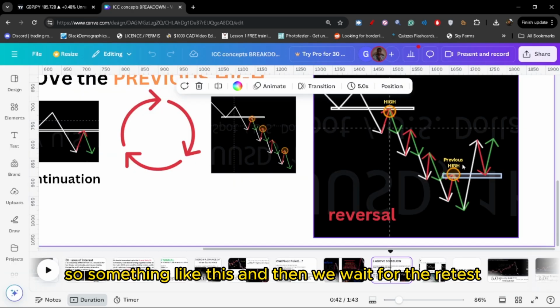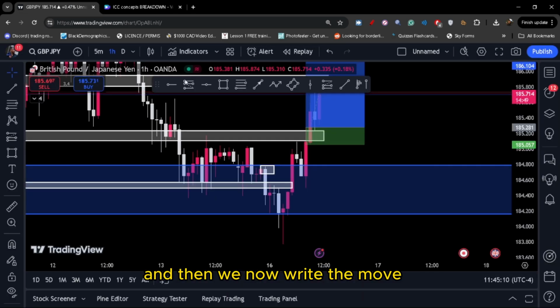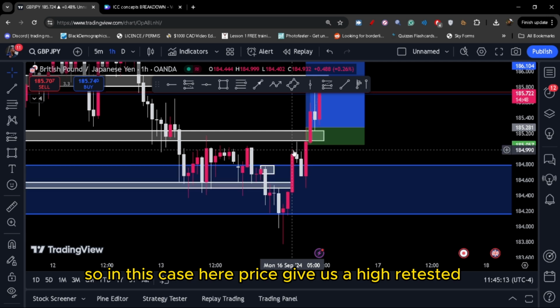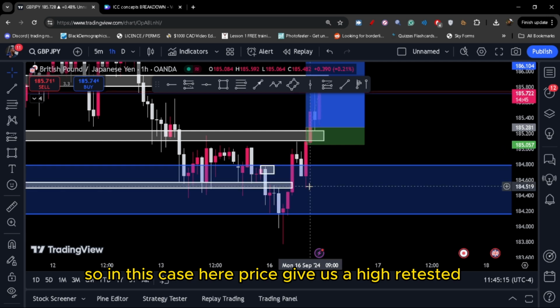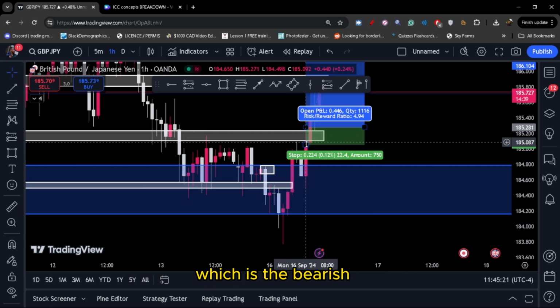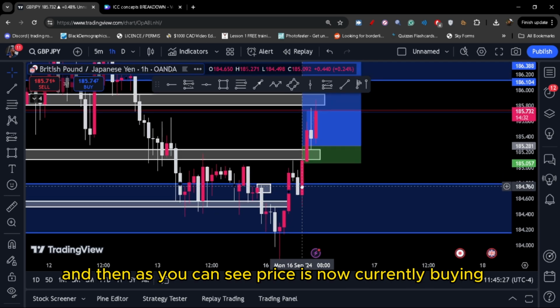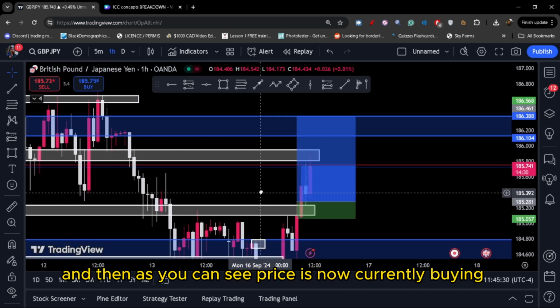So something like this, and then we wait for the retest. We take our entry right here, and then we now ride the move. So in this case here, price gave us a high, retested. So this is going to be the correction, and then price now gave us an entry, which is the bullish engulfing, right? And then as you can see, price is now currently buying.